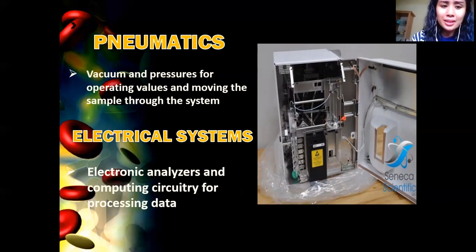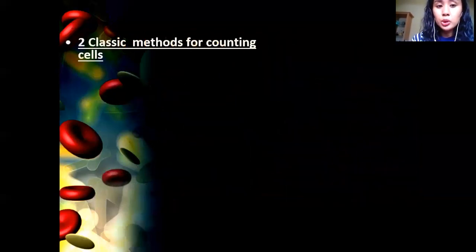So pneumatics. So when we say pneumatics, vacuums and pressure. So para mag-move yung blood from one place to another, kailangan may vacuum, ganyan, para mag-move siya. Next, electrical system. Yan. So for reading, for processing your data. So class, there are two classic methods for counting. Ito ang tinatanong sa board exam, madalas to.